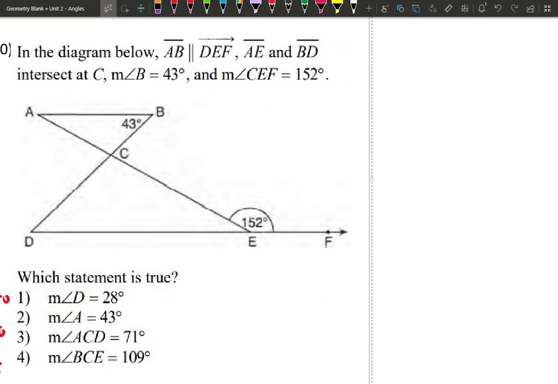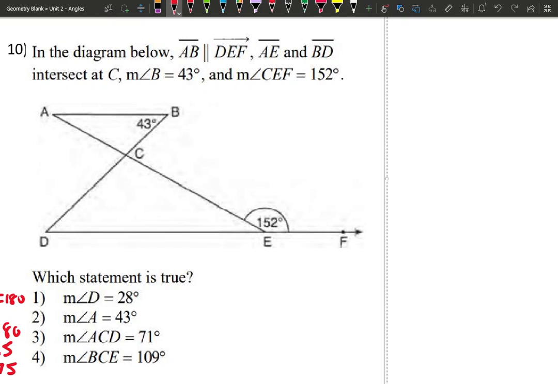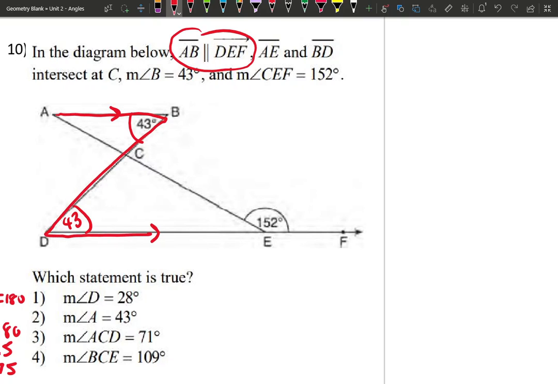Number 10. In this diagram, okay, so we already know that the lines here are parallel, right? So we know AB is parallel to DEF, which means automatically that's 43. This is 43, right? Hopefully you could see. You can make the Z like this as well. The armpits of the Z, alternate interior angles. AC and BD intersect at C. Angle B is 43 degrees. Okay, I'm just reading here. And the measure of angle CEF is 152, which they already put for us.